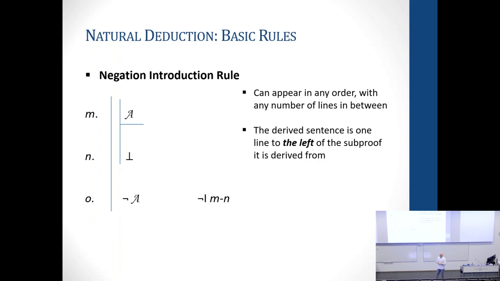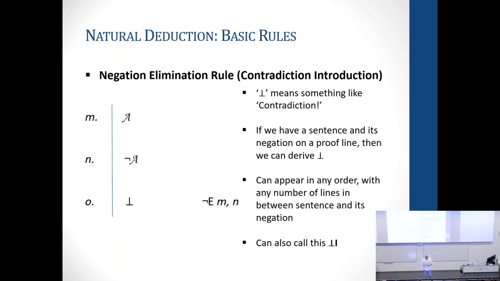That's negation introduction. Negation elimination is if you have a sentence and its negation, you derive a contradiction. Interestingly, this is also called contradiction introduction because that is the only thing it does. You have a sentence and its negation, you have generated an upside down T. You have set us up the bomb.